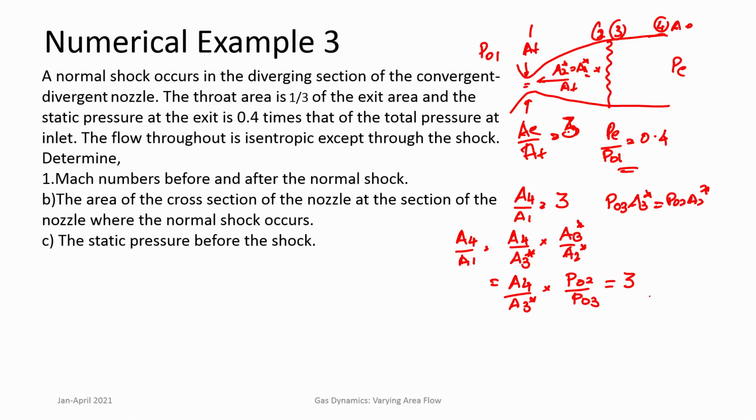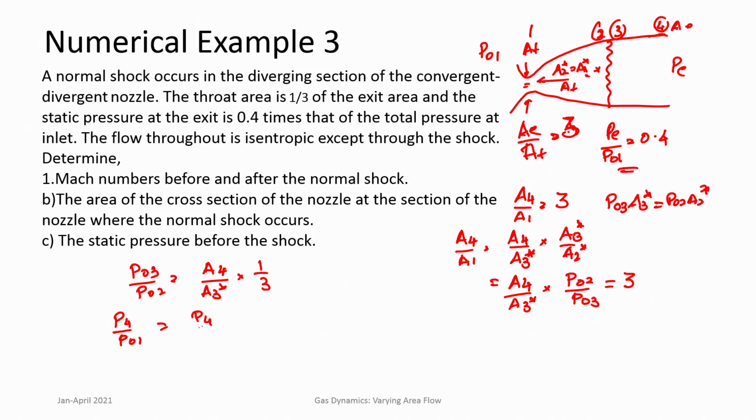Okay. Now, what is given about P02 by P01? So, now P03 by P02 is A4 by A3 star multiplied by 1 by 3. Okay. This is known. Now, we know P4 by P01 is given.